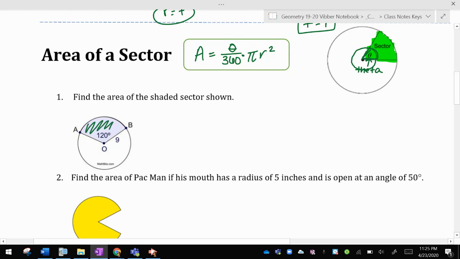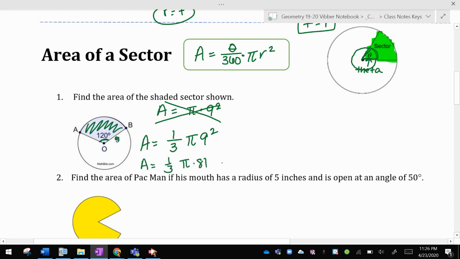So I want this area right here for a 120 degree angle in a circle with a radius of 9. If I wanted the whole area, it would be pi times 9 squared. But I don't want the whole thing. I want 120 degrees worth. Well, 120 degrees out of 360 degrees is 1/3 of the whole circle. So area equals 1/3 times pi times 9 squared. 1/3 times pi times 81 is 27 pi.